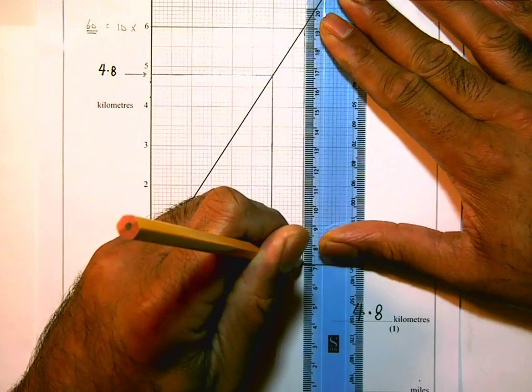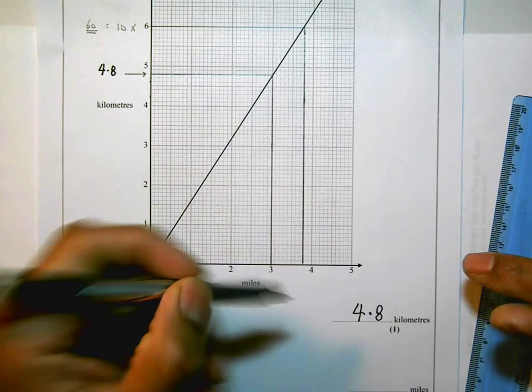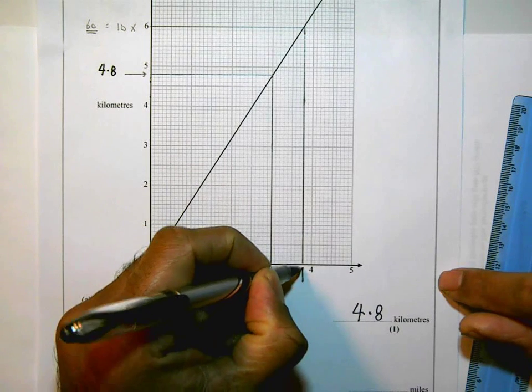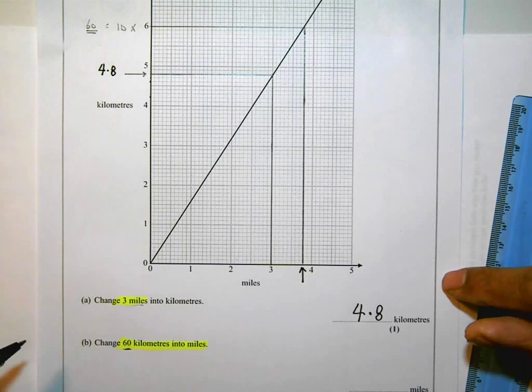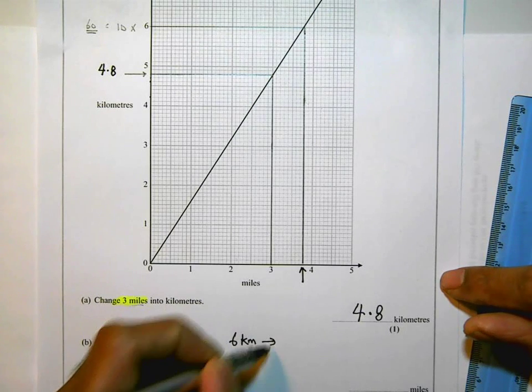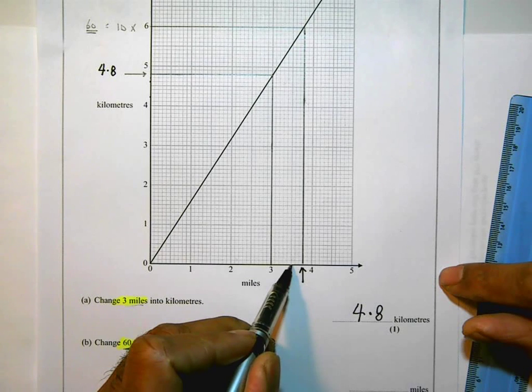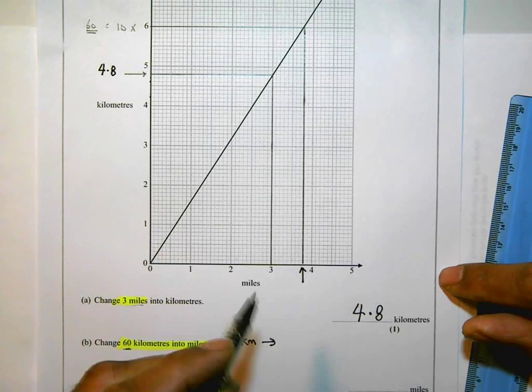You do need to have a look and try this question on the paper. I need to figure out what that value is. So 6 kilometers is, now that's 3, that's 3.5, 3.6, 3.7, 3.8. 3.8 miles.